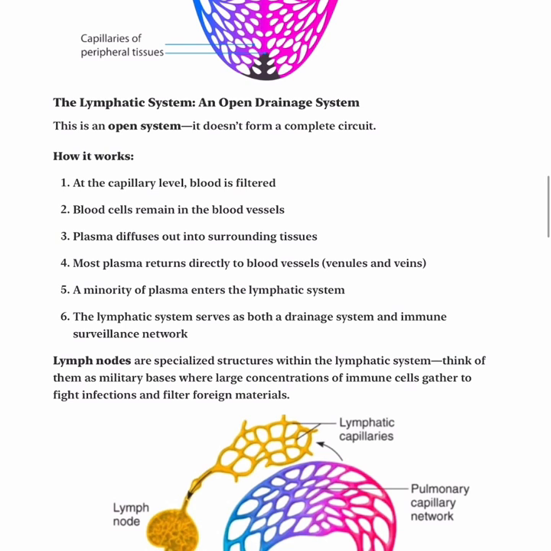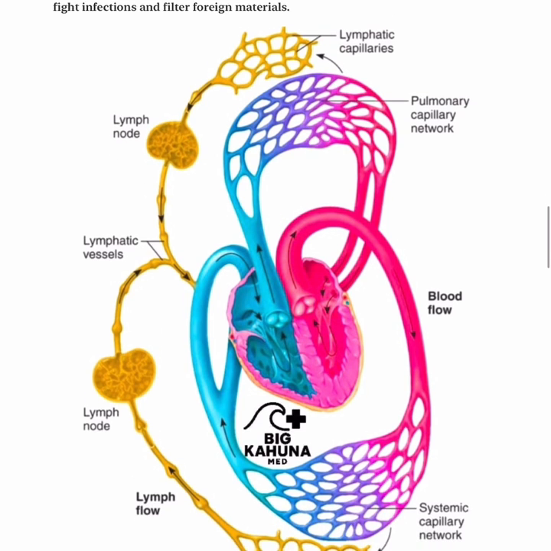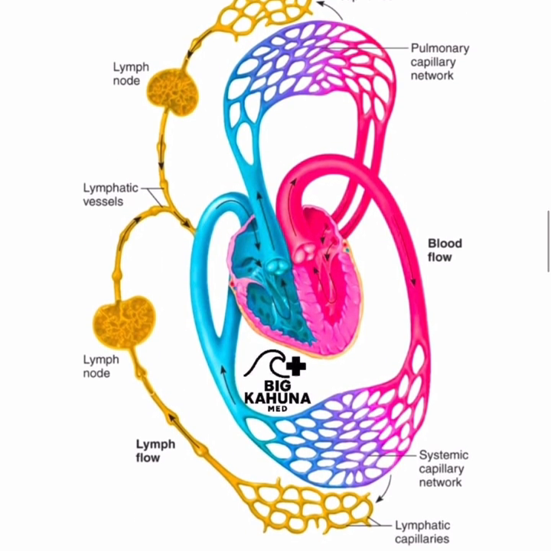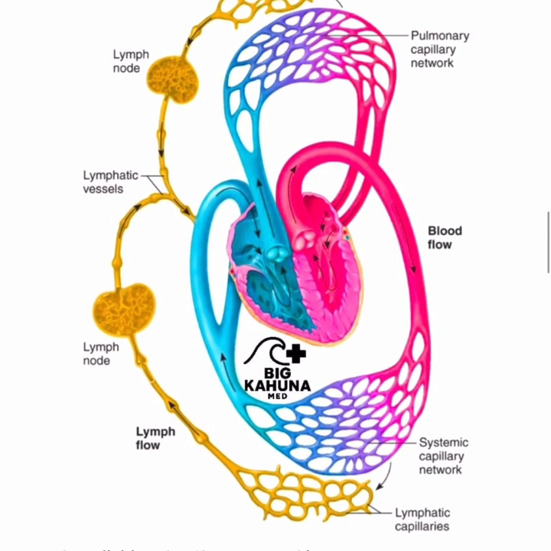Most plasma returns directly to the blood vessels. These are the venules and veins. A minority of plasma enters the lymphatic system. The lymphatic system serves as both a drainage system and an immune surveillance network. Now, lymph nodes are specialized structures within the lymphatic system. Think of them as checkpoints where large concentrations of immune cells gather to fight infections and filter foreign material. Here we have a nice image of this lymphatic system. You can see how it interconnects with the circulatory system.